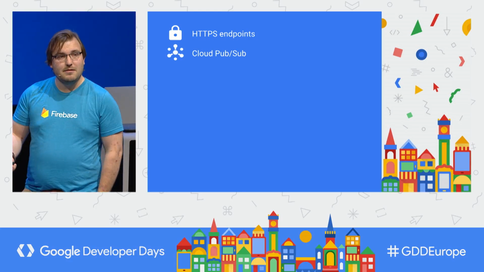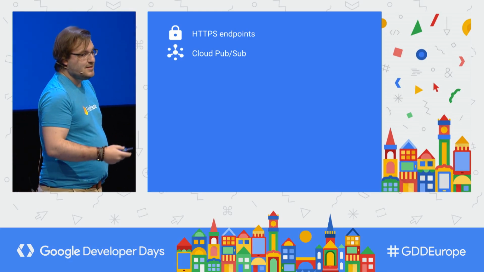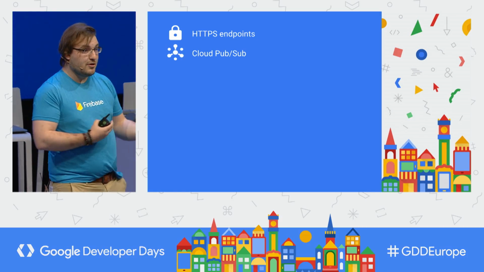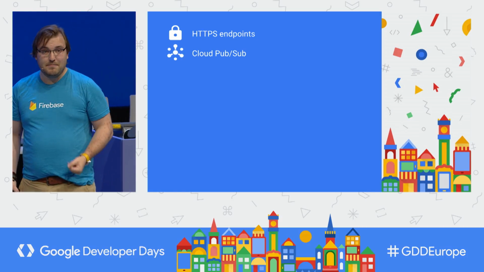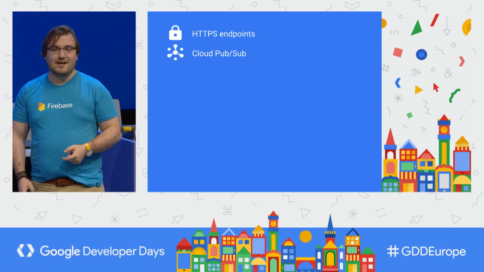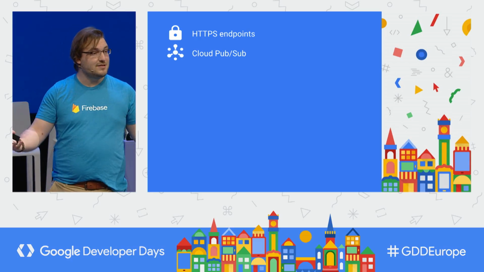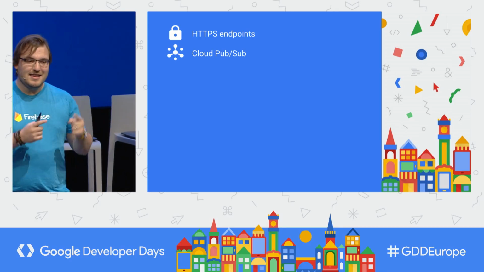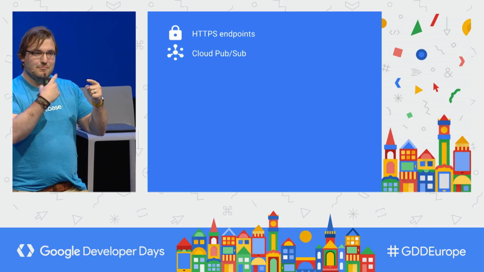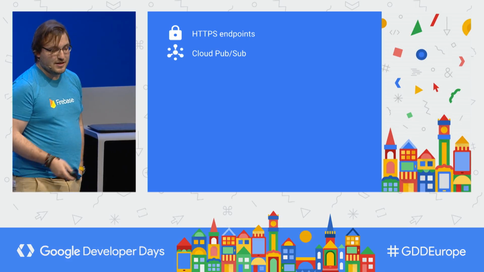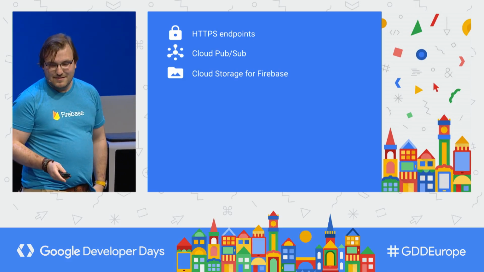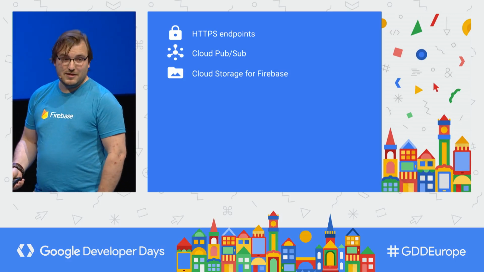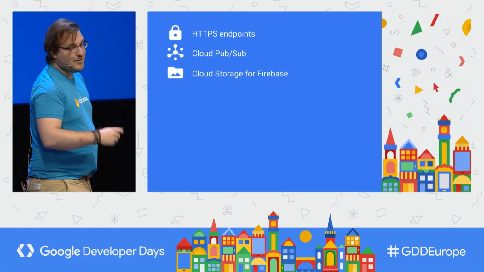There's also Cloud PubSub triggers. Cloud PubSub allows you to do durable publish and subscribe. This would allow you, if you do have a server, to actually be writing to a PubSub queue and then have Node.js executed whenever anything triggers on that. Then there's Cloud Storage for Firebase. When files are uploaded, you can perform operations on them.